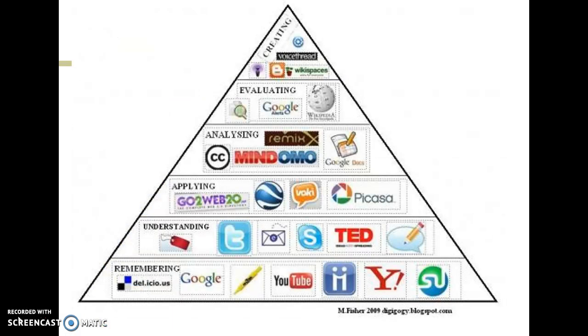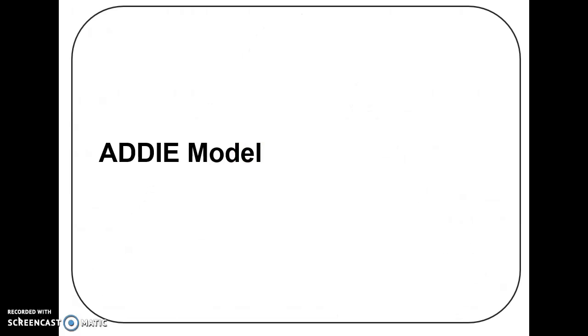And here's a version again of the revised Bloom's with different tools representing each of the layers. So tools that would easily be good for remembering, like Delicious, like YouTube. Tools that would be very good for, let's go up to evaluating, Wikipedia, and then tools that would be good for creating, like blogs and wiki spaces.